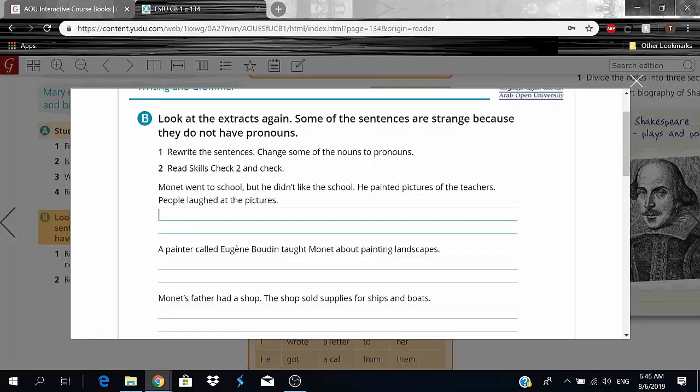Okay, so we're actually gonna rewrite this. We can say Monet went to school, okay? Nothing wrong here. But he didn't like it, okay? Then we can say he painted pictures of the teachers, and people laughed at them. You see what I did there? I only changed one noun to a pronoun. This plural noun here, pictures, I changed it to them. So Monet went to school, but he didn't like it. He painted pictures of the teachers. People laughed at them. Them obviously referring to the pictures.